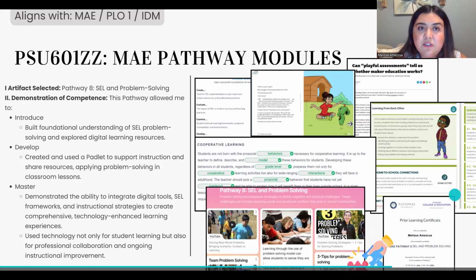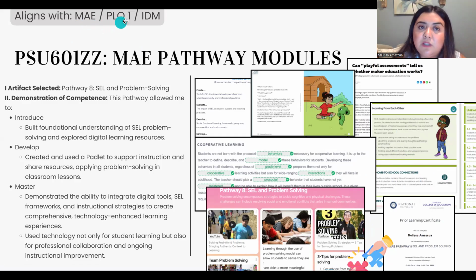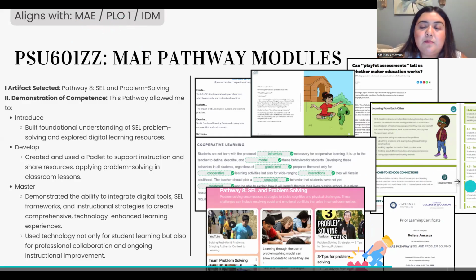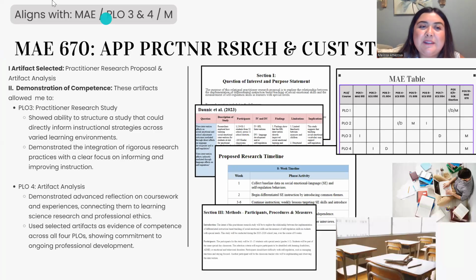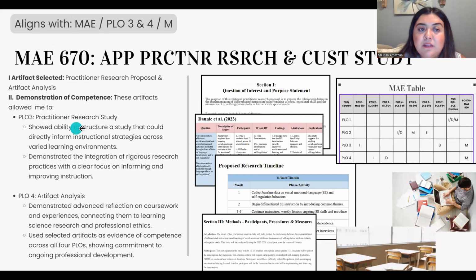So I definitely do feel that it shows that I met PLO 1 at an introductory, developing, and mastery level. And the final course in my program has been MAE 670. For this one, I have selected 2 assignments. I selected the practitioner research proposal and the artifact analysis to demonstrate that I've met PLO 3 and 4 at a mastery level. So for PLO 3, I am aligning it with the practitioner research study.